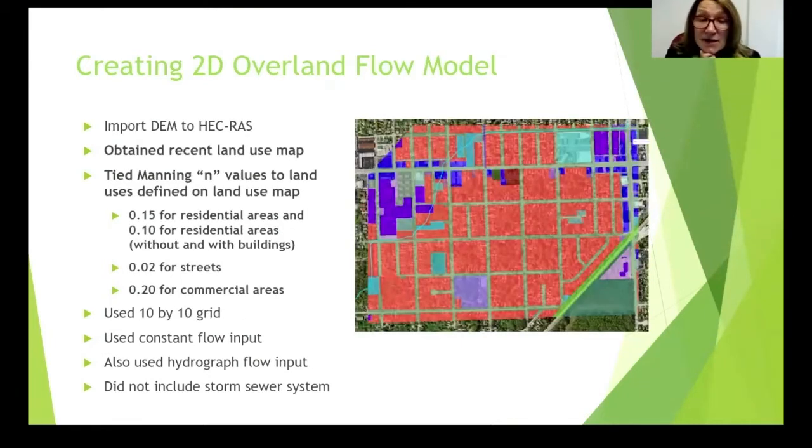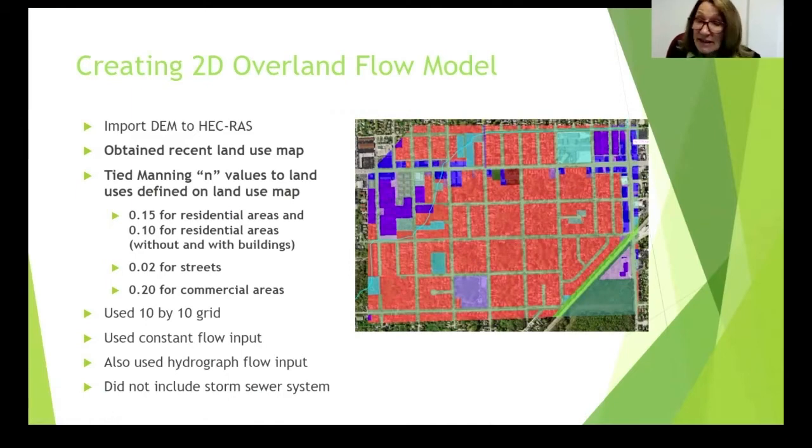So here is the recent land use map we obtained, and we tied different Manning's N values to different land use defined on the map. This red being mostly the residential area, the green, of course, being the street grid system, and then the commercial areas. So we basically used 0.15 for the residential areas when we had no buildings in the model. And then we did look at using 0.10 for the residential areas when we did have buildings.